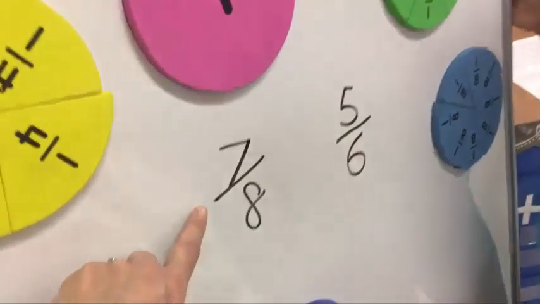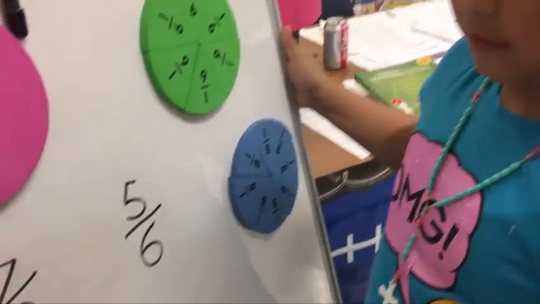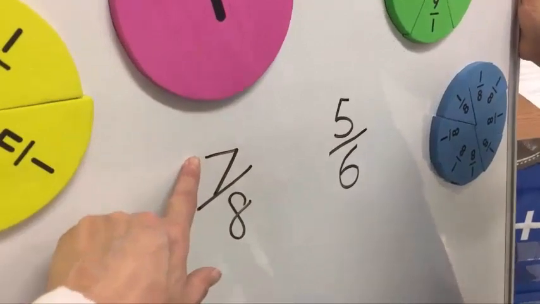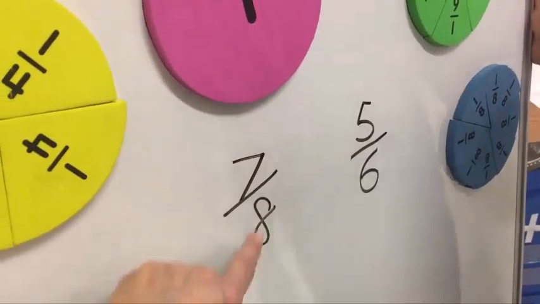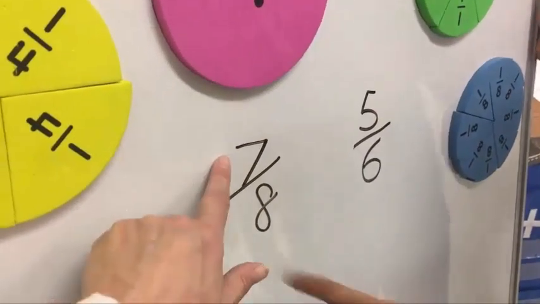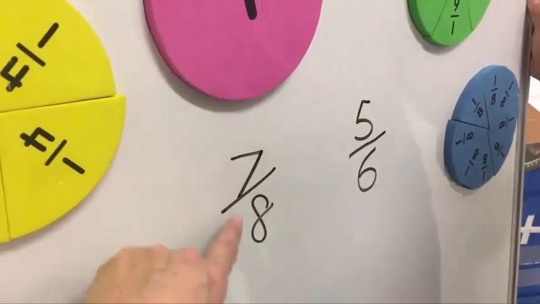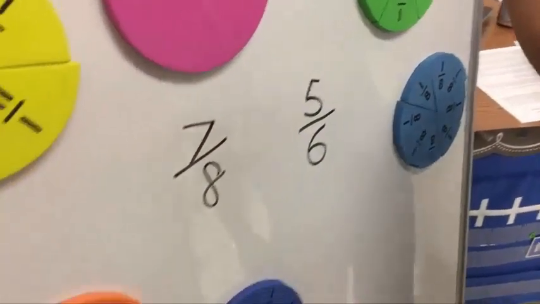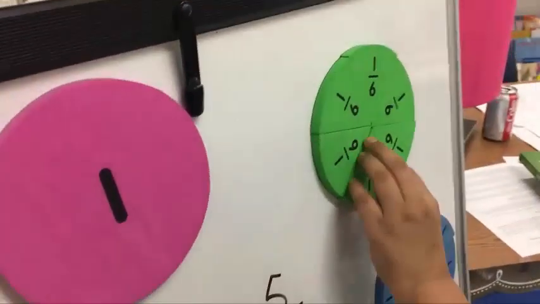So let's try comparing fractions that do not have the same numerator or same denominator. What do you notice about 7/8? How far away is it from 1 whole? 1/8. What about 5/6? How far away is it from being a whole? 1/6. Can you show me what 5/6 would look like?